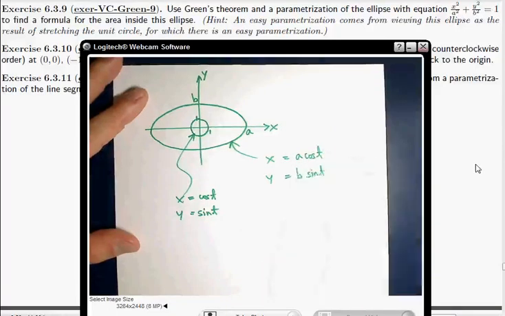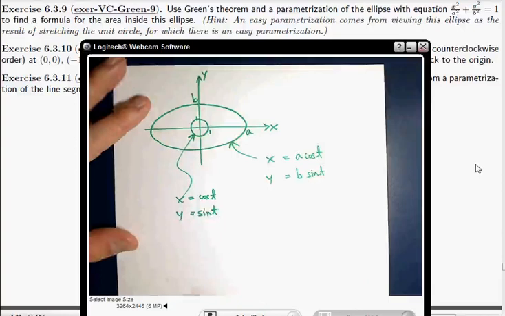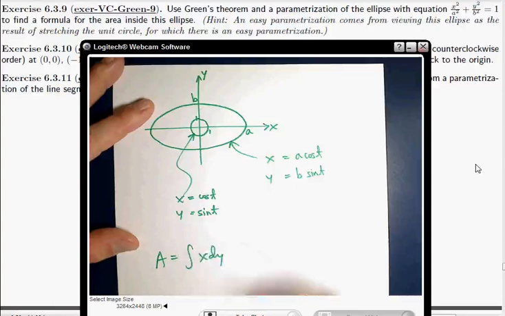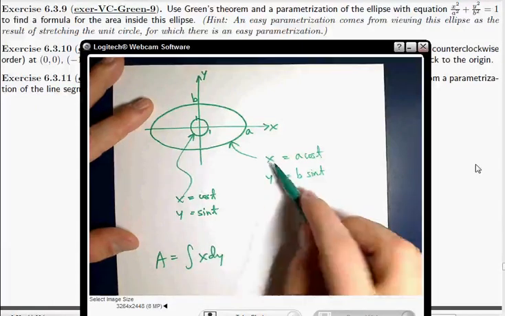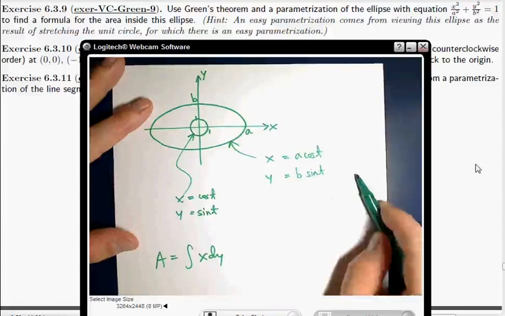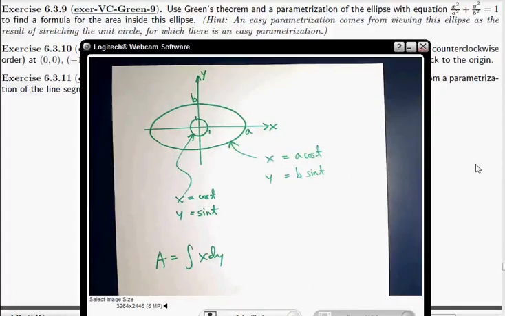And once you have the parameterization, again, the way you're going to compute the area is integral of x dy. And here's your x, here's your y. So you can compute y prime. Very, very similar calculation to number 8.